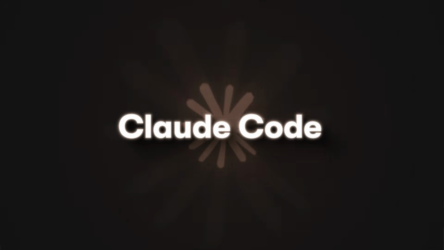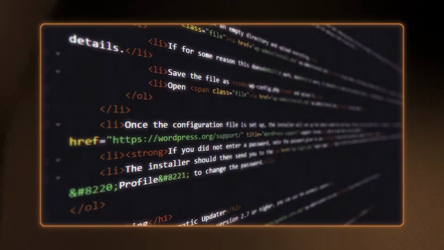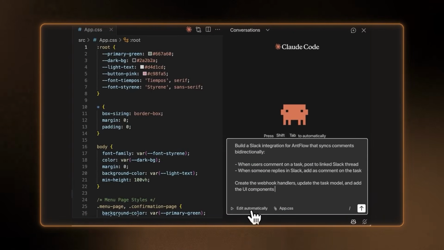Remember that app idea collecting dust in your notes? Drawer 4 is for that. It's called Claude Code. And it's how you build actual software by describing what you want. Websites, apps, dashboards, little tools. You don't write the code, you explain the thing.